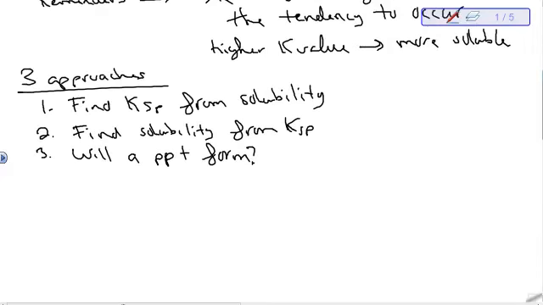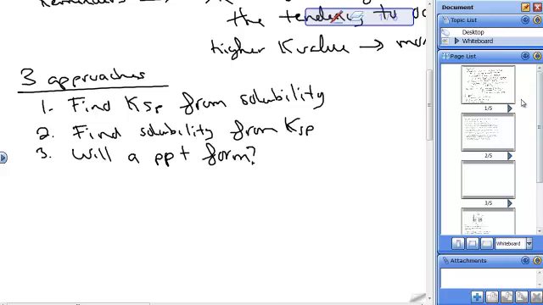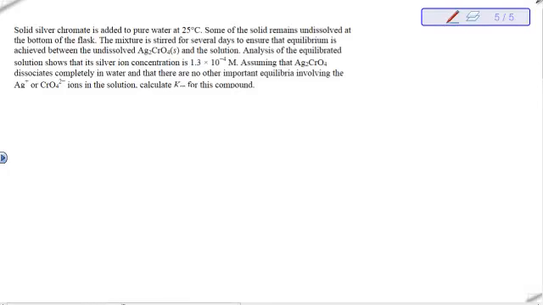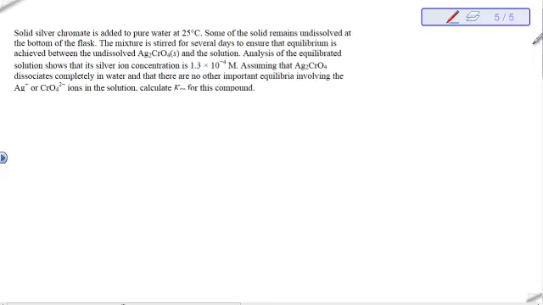Now, there are three approaches we're going to follow. I'm going to give examples of each as quickly as I can. First is finding KSP from solubility. The second is finding solubility from KSP. And the third, will a precipitate form? So to address those three, I'm going to do a couple quick examples. The first example we're going to do, let me get to some problems from your text. Hopefully that will help demonstrate this. So this first one is here. This is an example of finding KSP from the solubility of a compound.